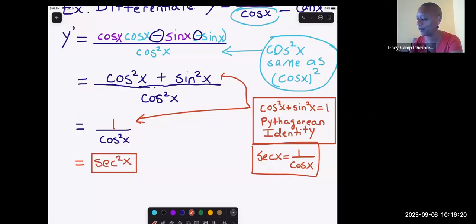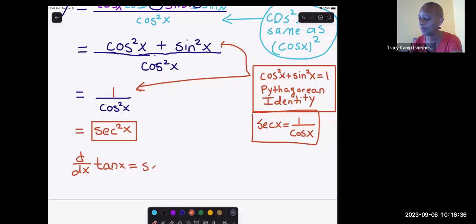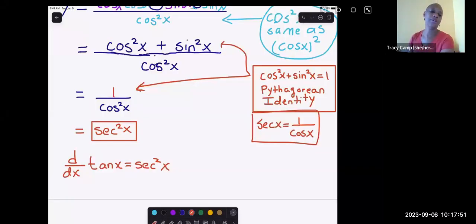So, and that's a new differentiation rule. The derivative of tangent is secant squared x. Okay, so this is what I was trying to write, that the derivative of tangent is secant squared x.